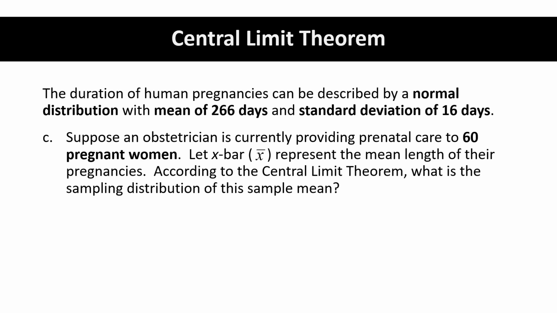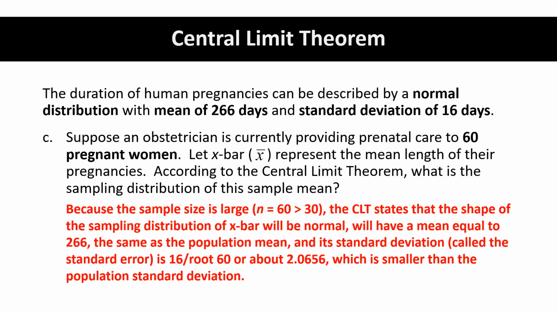Well, it's going to have a shape, center, and spread. Because the sample size 60 is bigger than 30, our rule of thumb, the central limit theorem states that the shape will be normal, and it will have the mean equal to the population mean, which is 266 days, and that sort of makes sense. And the standard deviation, which we call the standard error, is going to be smaller. It's going to be 16 divided by the square root of the sample size, which is 60. And that turns out to be about 2.0656. And again, this is always going to be smaller than the population standard deviation.